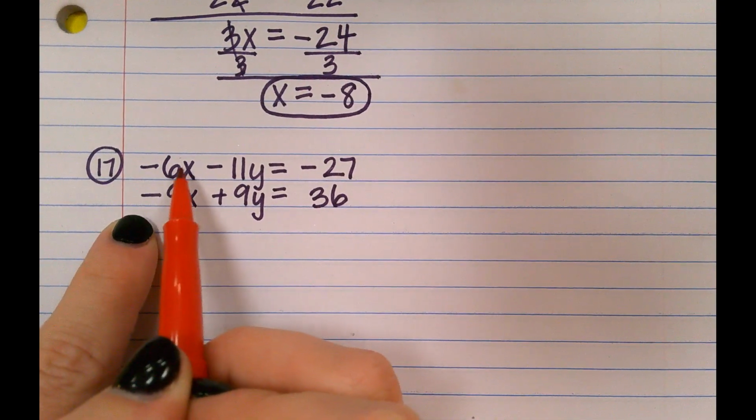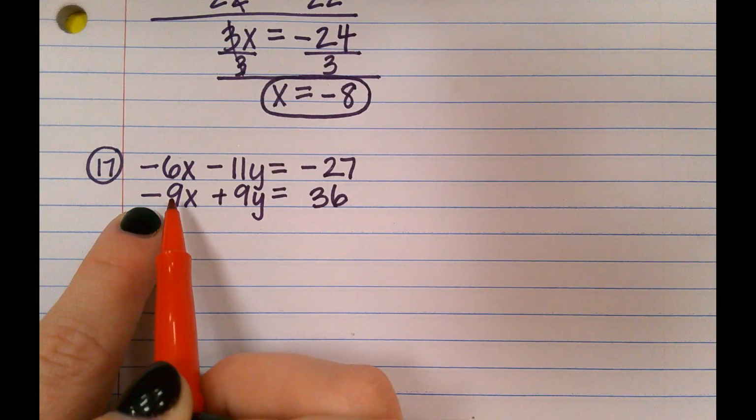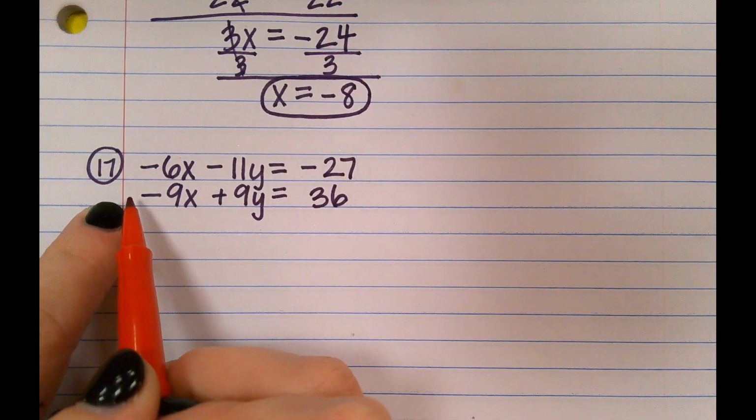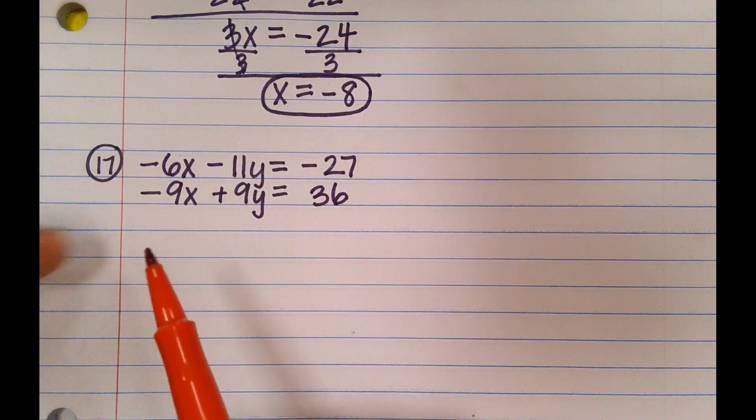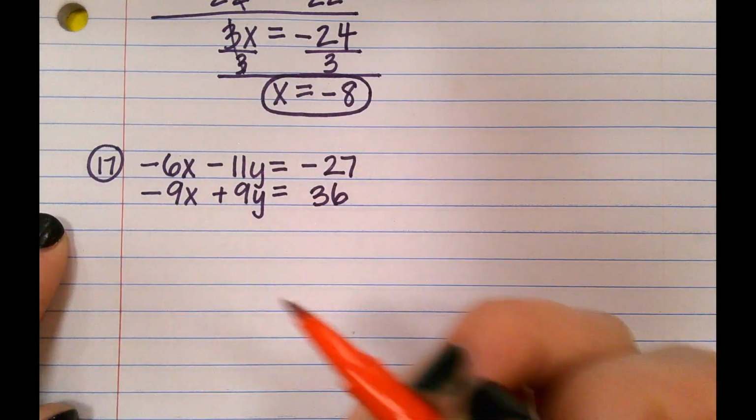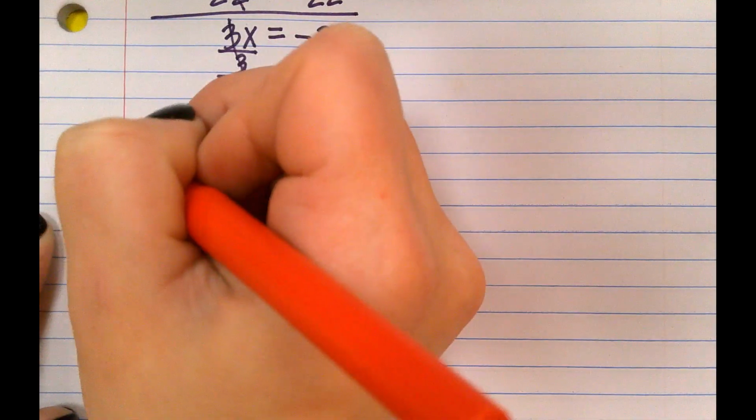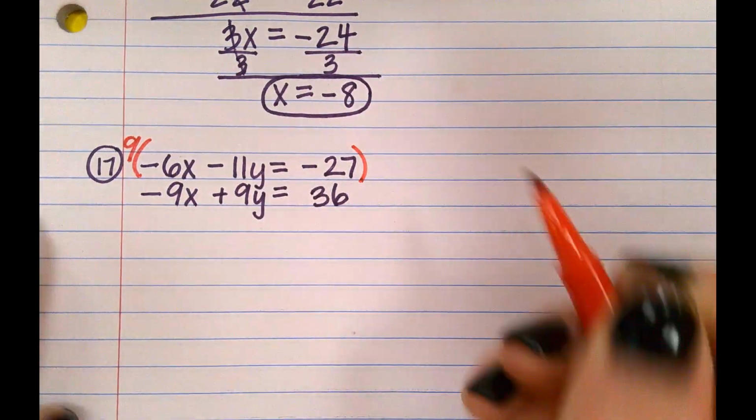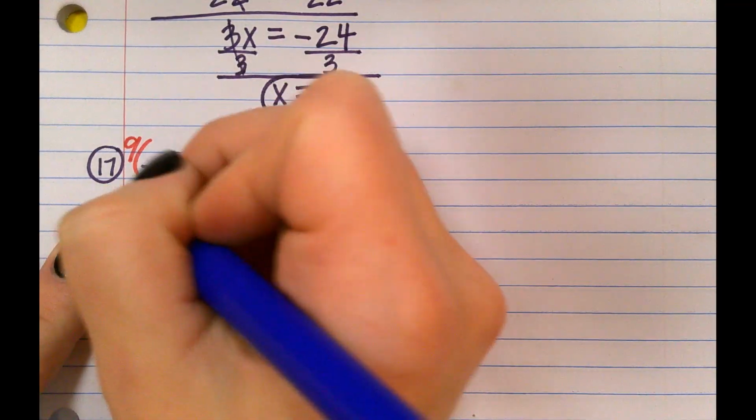Since this one is 6 and this one is 9, or negative 6 and negative 9, I'll multiply my top one by 9 and my bottom one by 6. We're flip-flopping them. One of them needs to be a negative. So I'll multiply my top equation by 9, my bottom equation by 6.